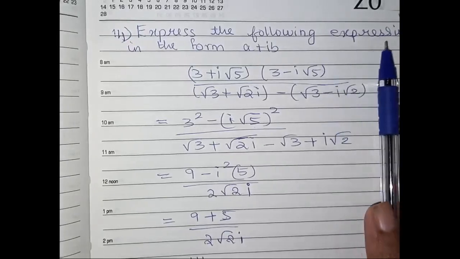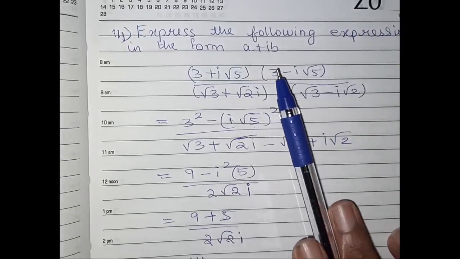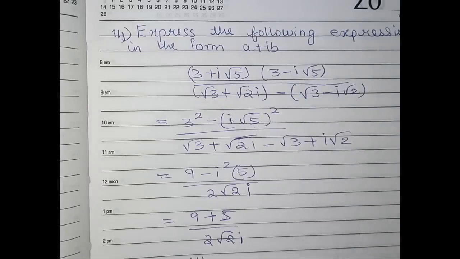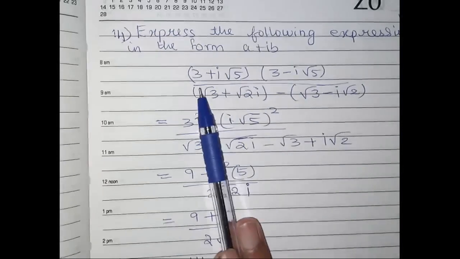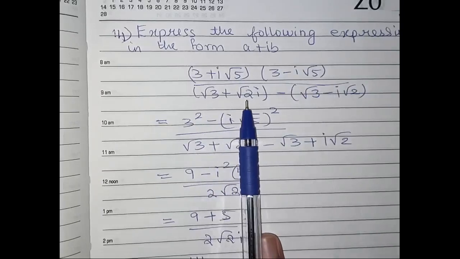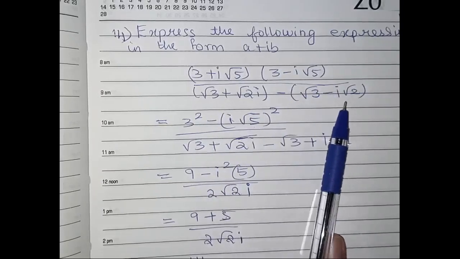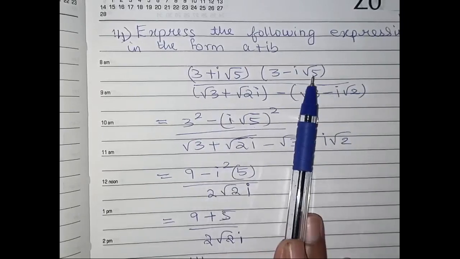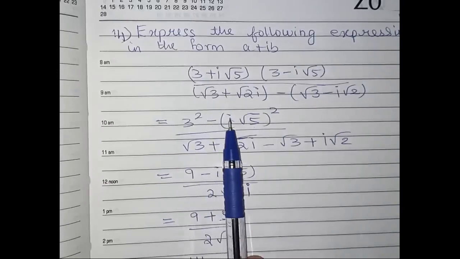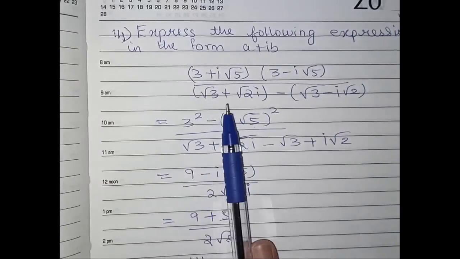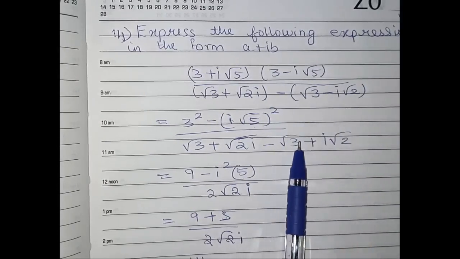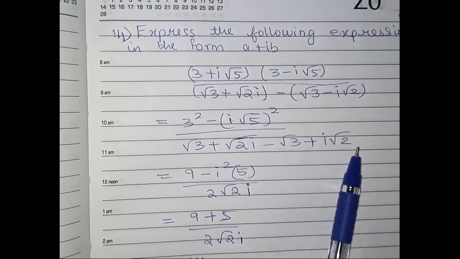First exercise: express the following expression in the form of a + ib. So they have given the expression. It's very simple, just ordinary multiplication and subtraction. So (3 + i root 5)(3 - i root 5) divided by (root 3 + root 2 i) minus (root 3 - i root 2). If you see the numerator, it is of the form (a + b)(a - b), so it is written as a square - b square. Divided by root 3 + root 2 i, and minus is common to both the terms inside the bracket, so minus root 3, minus into minus plus i root 2.